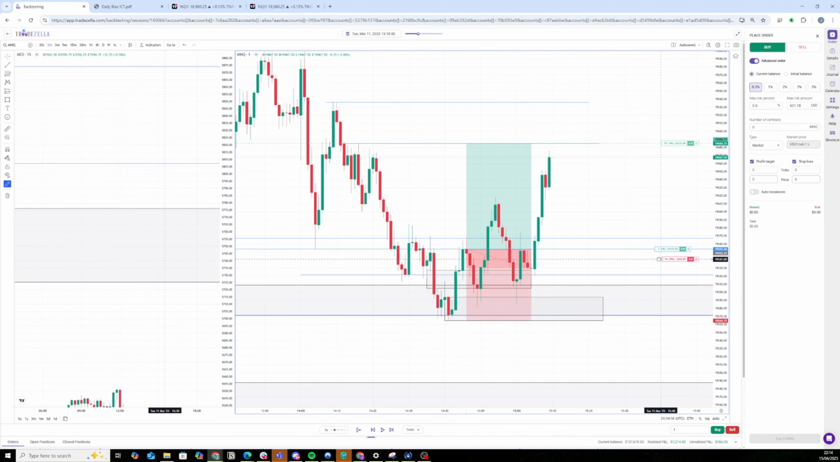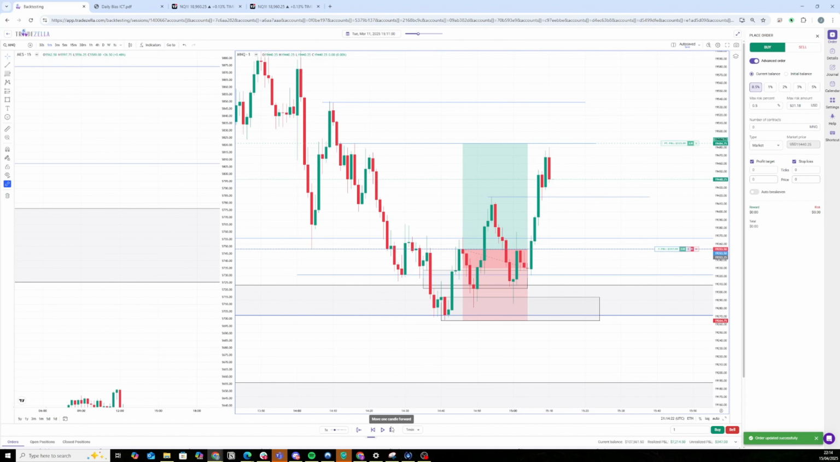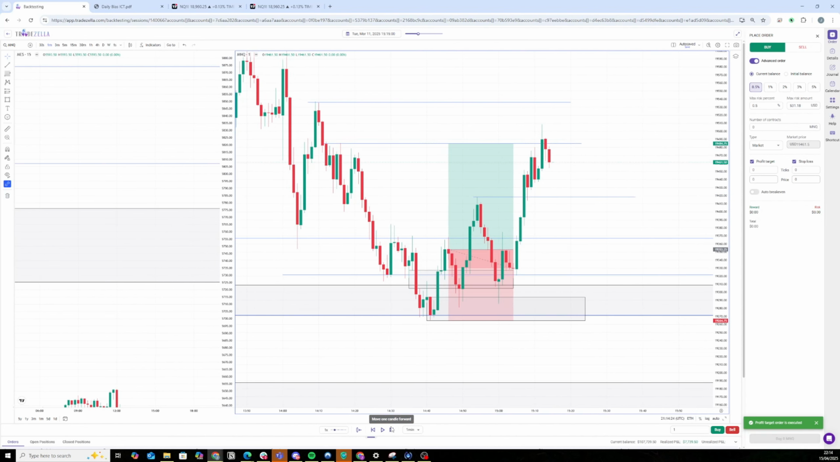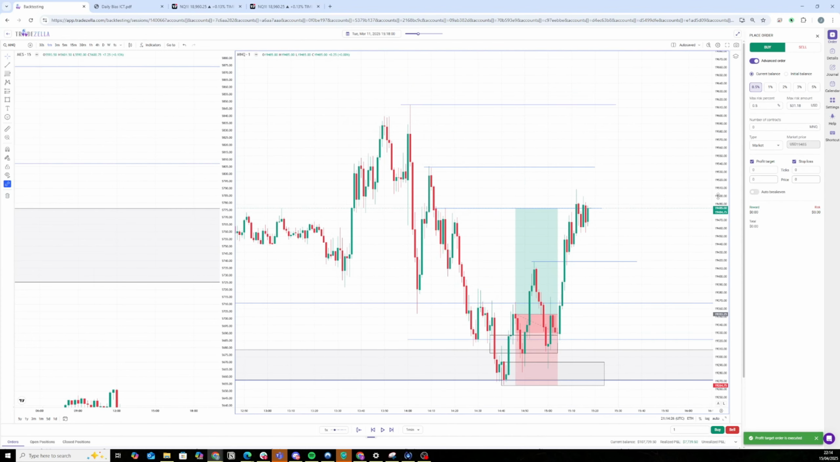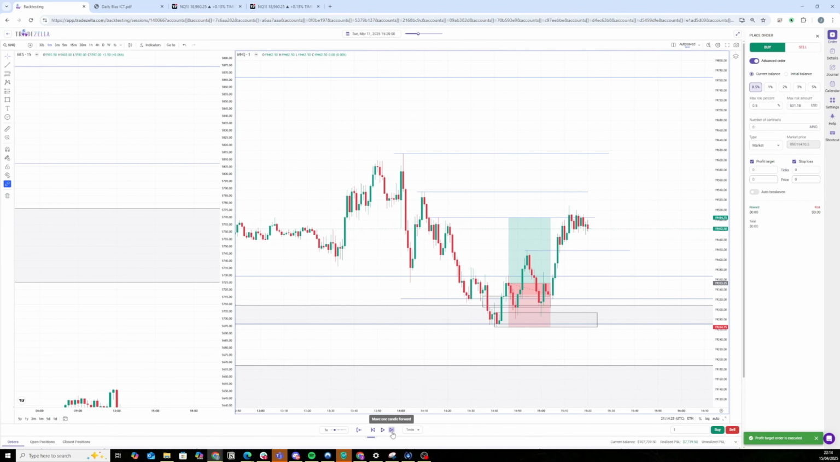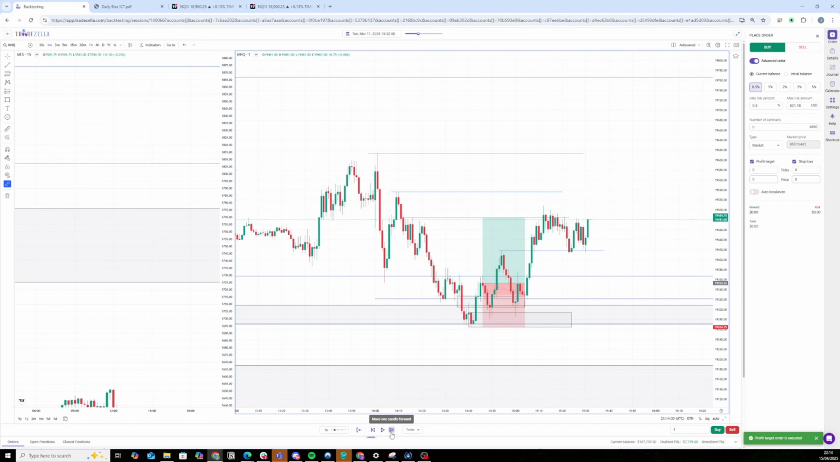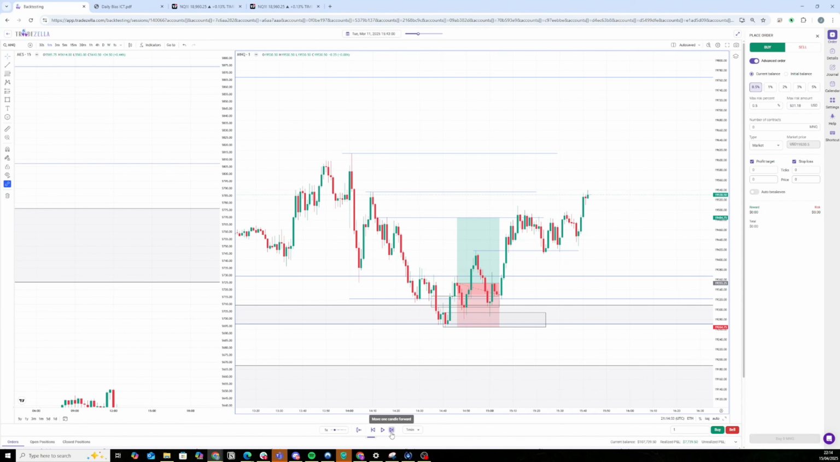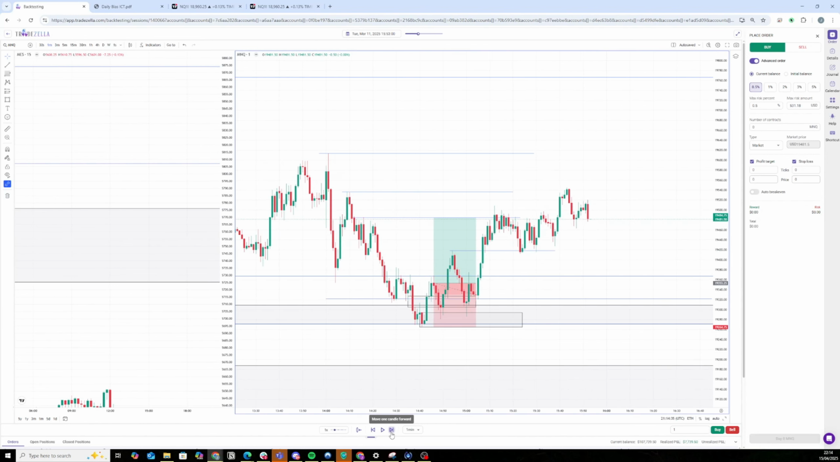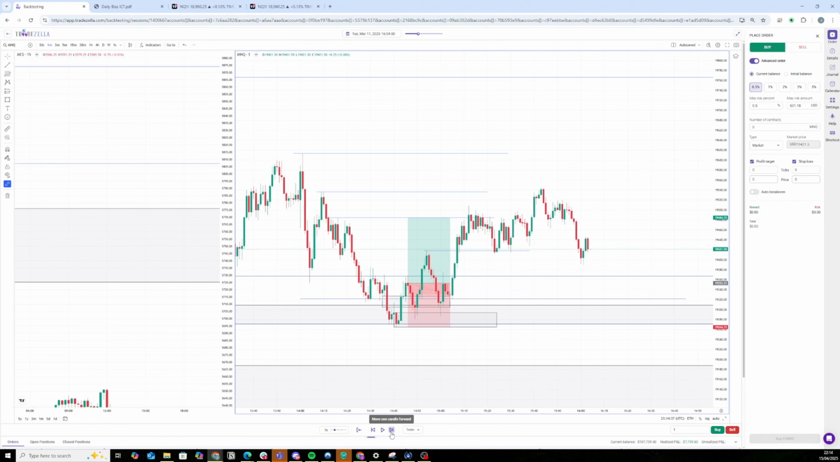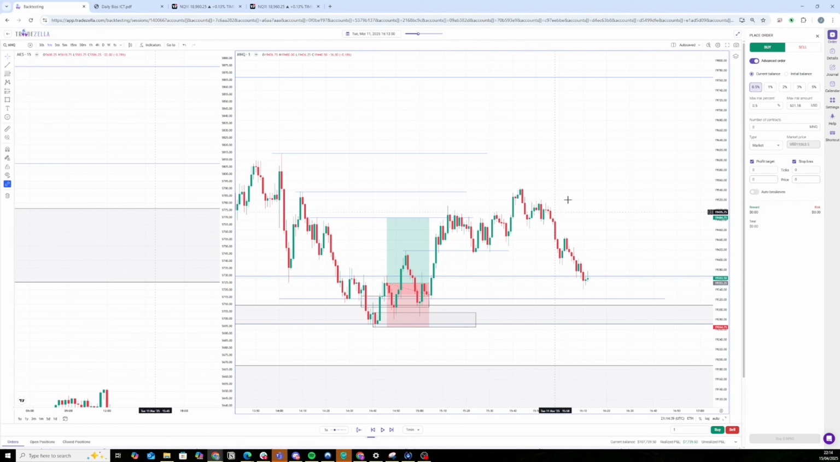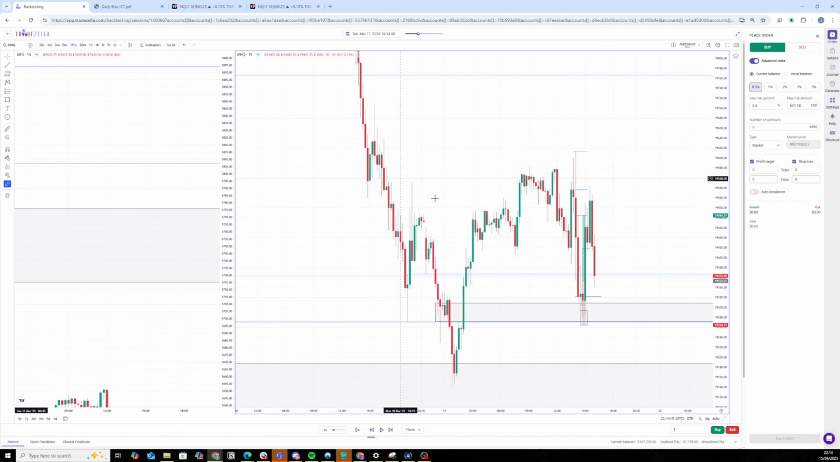So now I'd move break even because we've taken out this high. And there's our TP. And then let's just see what would have happened if it went all the way up or if we would have got stopped. So it would have hit take profit 2. Does it go for take profit 3? It doesn't look like it's going to.